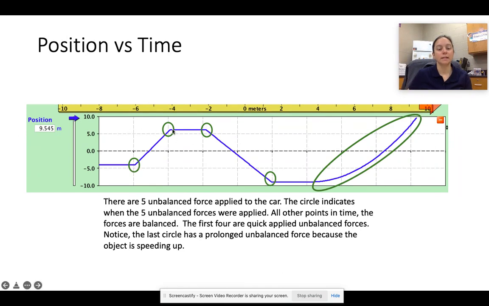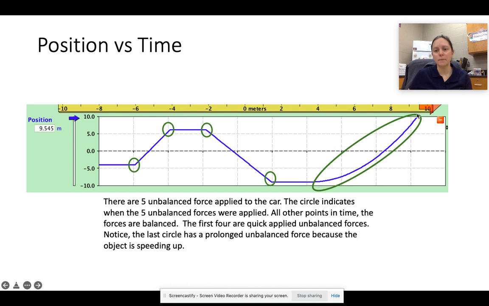Now if you notice at the second circle, the second unbalanced force, originally the car was moving at a positive constant velocity and now has stopped. So again, the car slowed down. Slowing down is an acceleration, and so then we have an unbalanced force. Now again, we move from stopped to speeding up, so again, a quick applied unbalanced force. Here we have them stopping, so they're slowing down. Again, a quick applied unbalanced force.